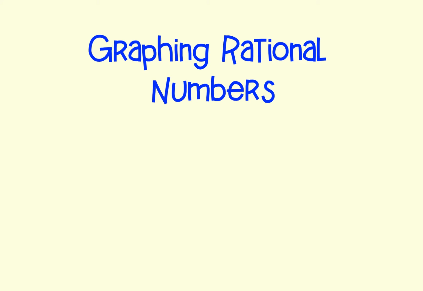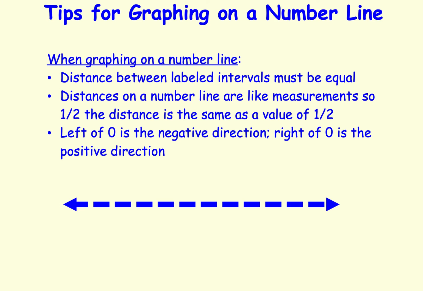In this lesson, we're going to go over how to graph rational numbers. So here are some tips for graphing on a number line. One of the things you have to remember is that the distance between the labeled intervals must be equal. So for example, if you're labeling this interval right here 0 and this one 1, then this one has to be 2, so that the distance between each tick mark on the number line is equal to 1.